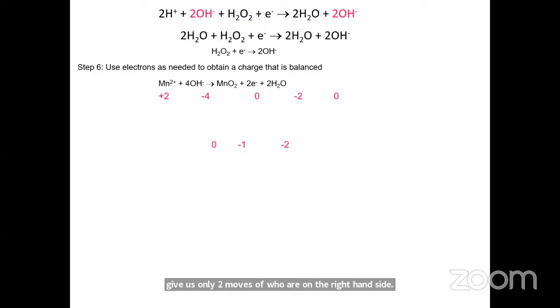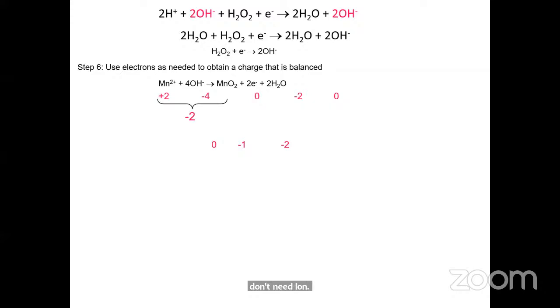So for the other equation, we also add 2 moles of hydroxide ion on both sides. Okay. So the next thing is to make sure that our charge is balanced.